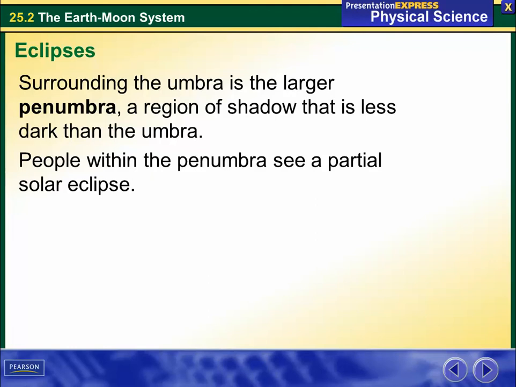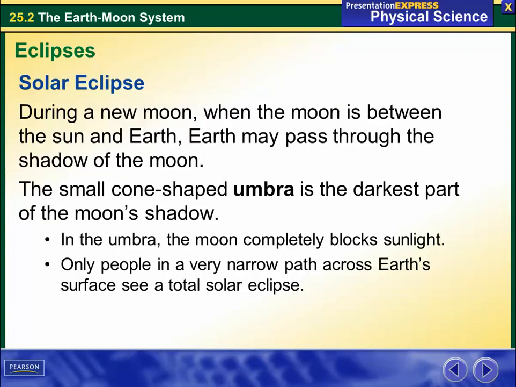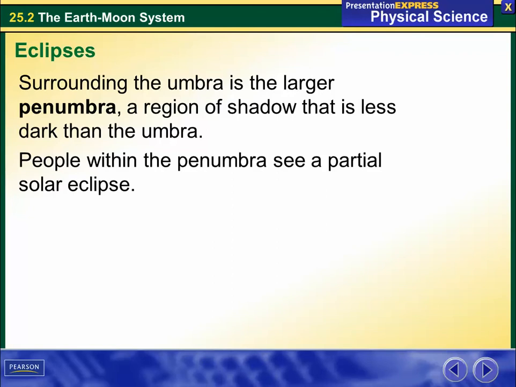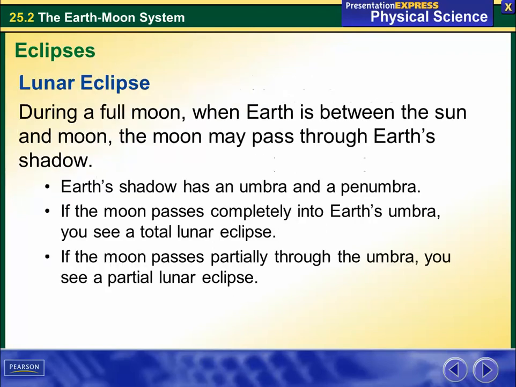Those are two important words, and we're going to work more with these vocabulary words because you'll notice there are a lot of vocabulary words within this section. People within the penumbra see only a partial solar eclipse.